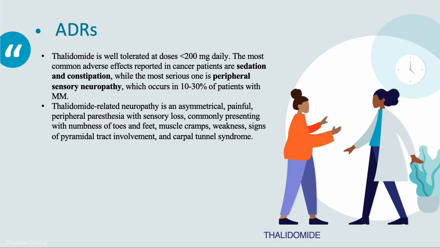Thalidomide-related neuropathy is an asymmetrical, painful peripheral paresthesia with sensory loss, commonly presenting with numbness of toes and feet, muscular cramps, weakness, signs of pyramidal tract involvement, and carpal tunnel syndrome.